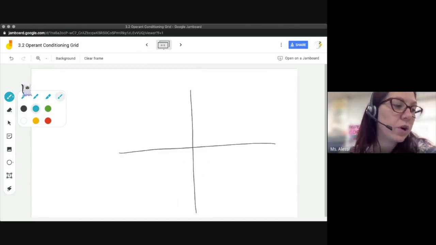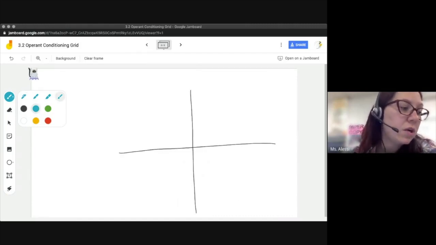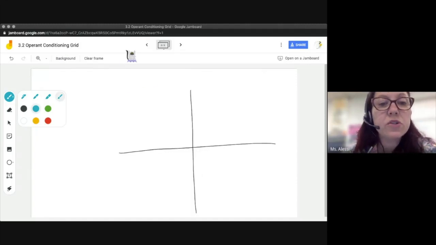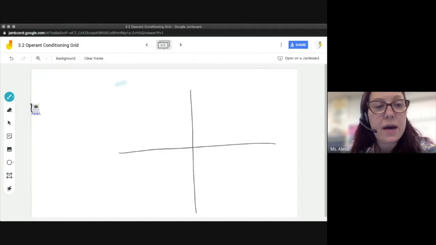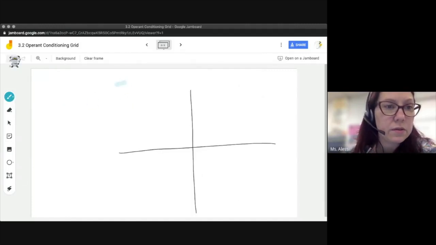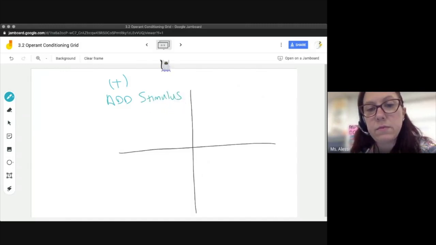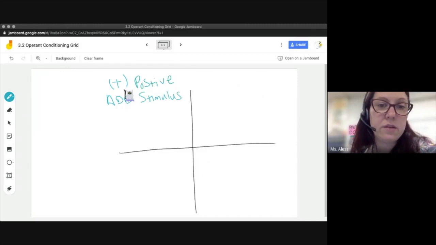Okay, so the first thing we're going to talk about when we talk about operant conditioning is the stimulus. Am I adding or subtracting the stimulus? So for this first box, I'm going to add a stimulus. So I'm adding a stimulus. And when I'm adding something, we're referring to this as positive. So when I add it, it's positive because I'm adding. I'm doing math, right? I'm adding something to this equation.